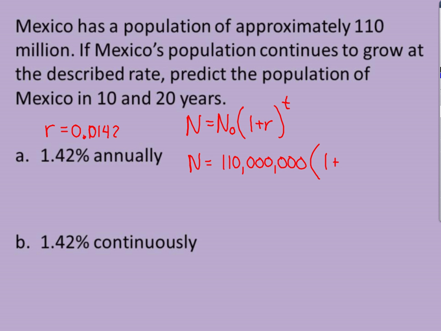Our rate is 0.0142. And the amount of time, first we're going to do it 10 years, and then we're going to do it 20 years. And we call that n sub 10, so we know this is the 10th year. And after 10 years, we're going to have 126,656,869 people. Now let's do the same thing again and see what would happen in 20 years.